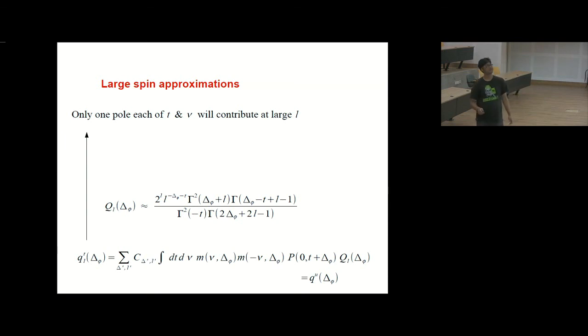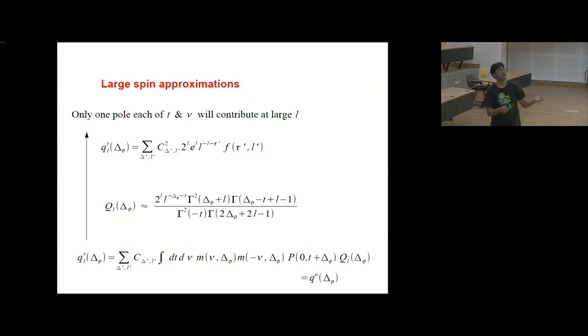What you get is, if you use this form, you see that at large L, both the integrals, t and nu, are going to have only one pole each. And if we use that, we get this simple form of Qt, which is just this. And the L dependent part, these L's are the operators of the S channel, and these L primes and delta primes are the operators that appear in the T channel.